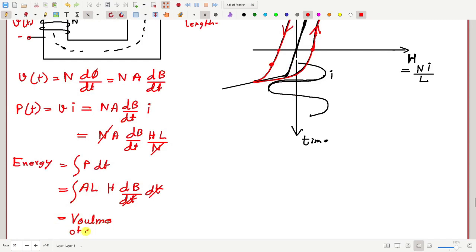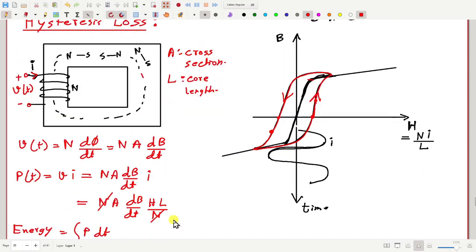Volume of core multiplied by H dB. B is a function of time, so H is also a function of time. So that we have to integrate. Now let us look at this term H dB. Okay, so let me write here. So we want to find how much this integration of H dB is.